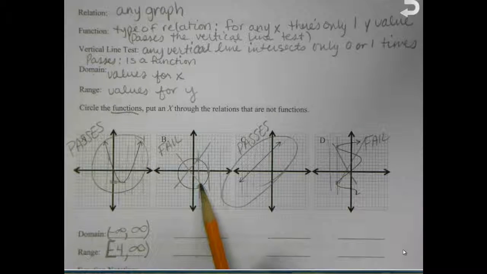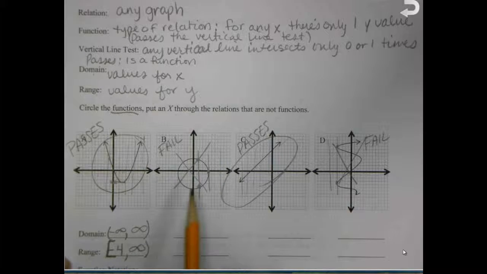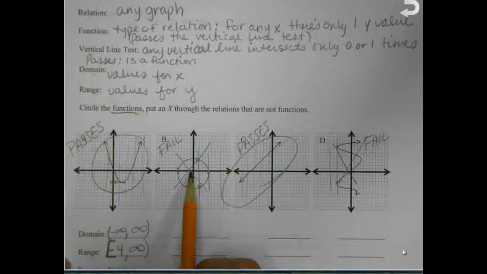Now, even though this failed the vertical line test, I can still come up with a domain and a range. If I look in the x direction, I know that this is the farthest to the left that I'm going to be able to go. So 1, 2, 3, 4, 5. So it's -5.